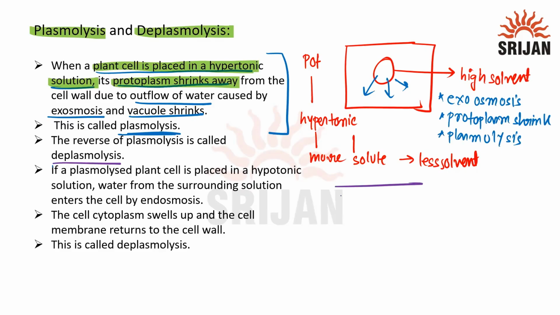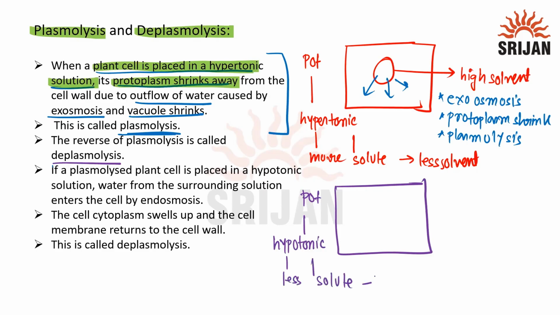How does it look? Think about this pot, and this pot has a hypotonic medium. Hypotonic means hypo is less, tonic is solute. If it has less solute, that means it has high solvent, so that means more water.